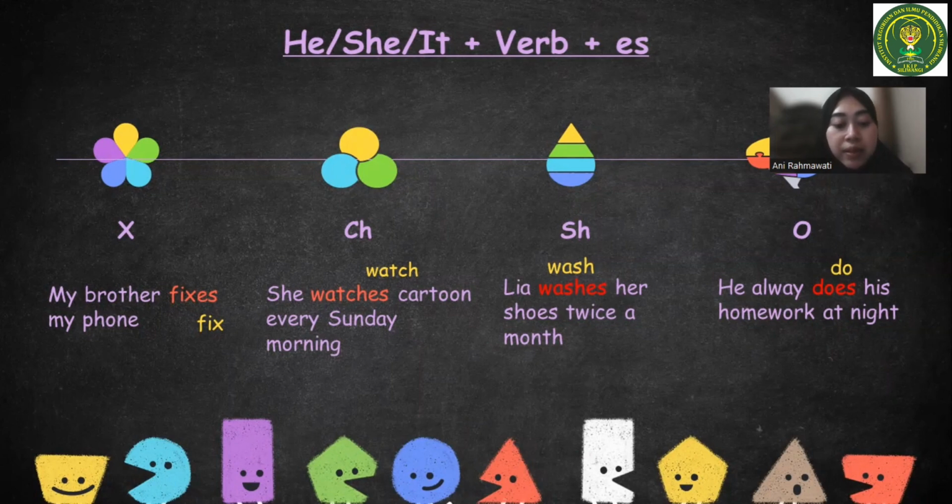And then, verbs that end in ch. For example, she watches cartoons every Sunday morning. The basic word of watches is watch. And we have sh. Leah washes her shoes twice a month. The basic word of washes is wash. Now we have o. For example, he always does his homework at night. So, when the verb ends in x, ch, sh, or o, we add es after it.